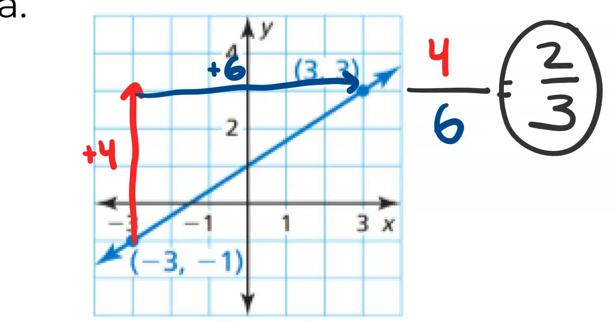It also doesn't matter, I could really start from here and count this way. But instead, I'd be going down 4, so I'd be minus 4. And I'd be going to the left 6, so that's minus 6. And a negative 4 divided by a negative 6 is still going to get you a positive 2/3. So negative divided by a negative is a positive. I'll just add this piece in there too.